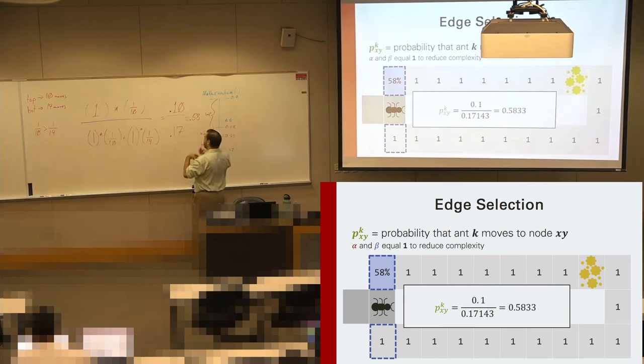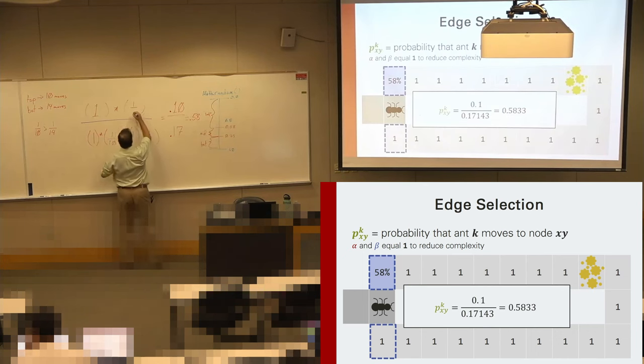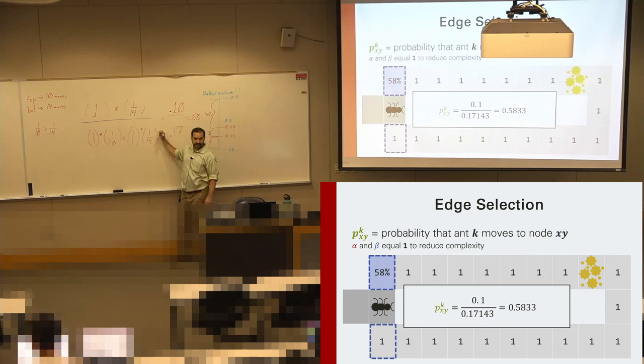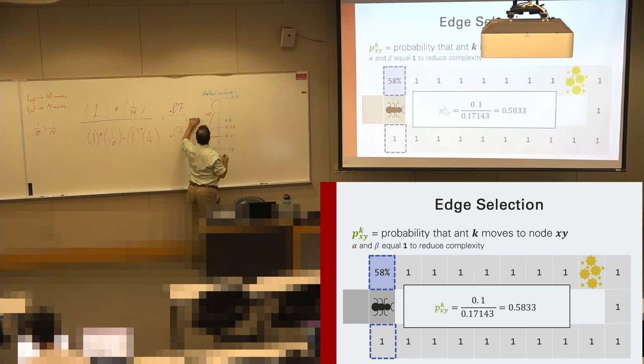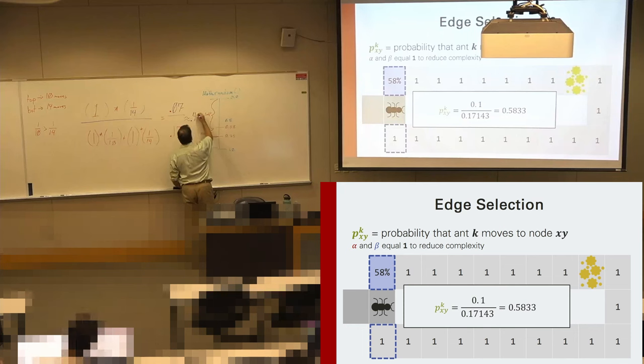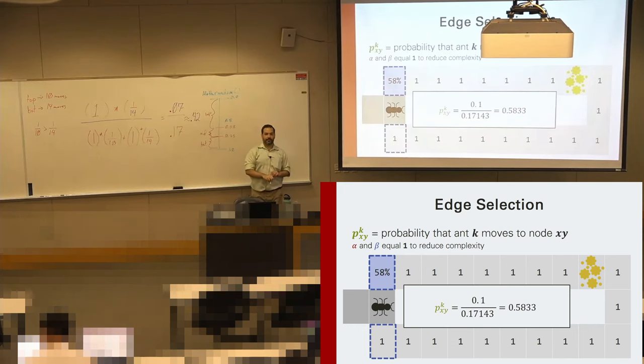If I were to then do this same thing for the probability of taking that bottom route, the denominator doesn't change. It's only the numerator that changes. That becomes 0.7, and that probability, I'm going to just hand wave it because I already know the answer, 0.42.